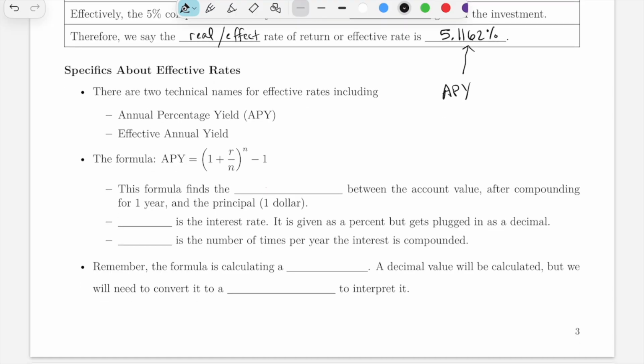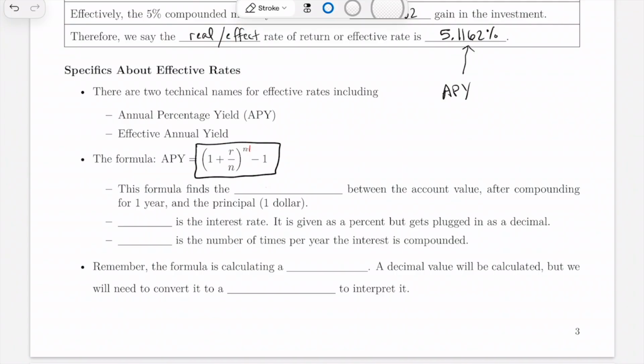Now, I already did this, but you can see it's really just the same formula that we've been using, 1 plus r over n to the nt power, but t is going to be 1, so we don't need to write it. And then we subtract off 1. Remember, the reason we subtract off 1 is because that's subtracting off the initial investment so that we can find the change in the account. Remember, our time is just 1, so it's really kind of like saying n times 1, but we don't really need to write that. This formula finds the difference between the account value after compounding for 1 year and the principal. Remember, we're starting with $1.